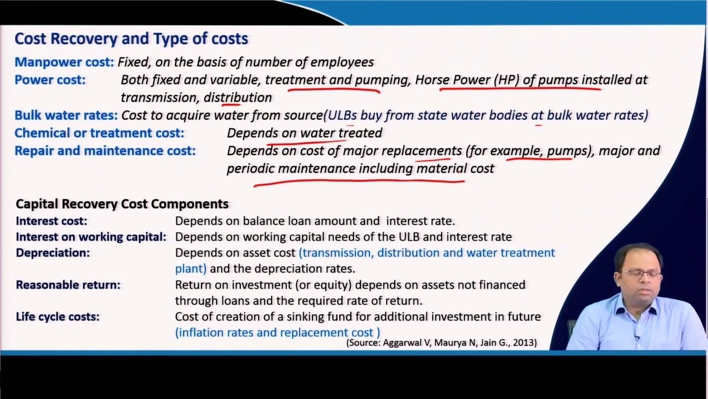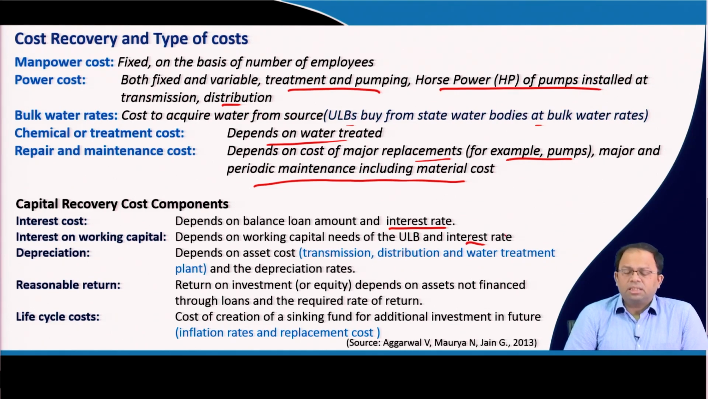And some other costs which we mentioned in the last slide, like interest cost. These are capital recovery cost components, where you see that interest cost depends on the loan amount. For the execution of any kind of project or work, if a loan is taken for a particular project, then we have to pay interest for that. So this is the interest cost. Interest on working capital depends on the working capital needs of the ULB. That means sometimes for a yearly operation the ULB takes a loan for working capital, and for that they also have to pay interest.